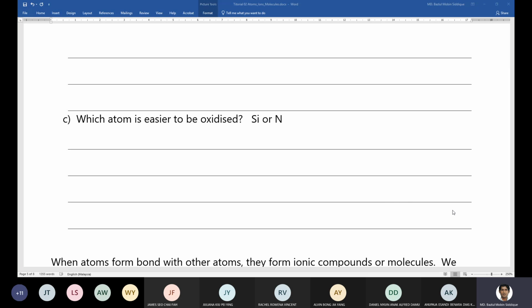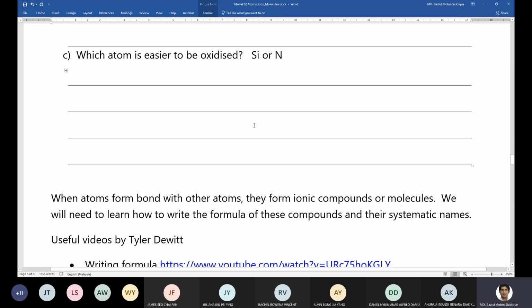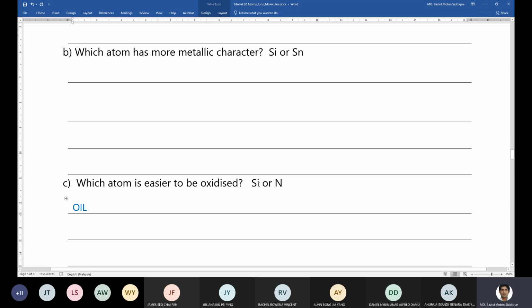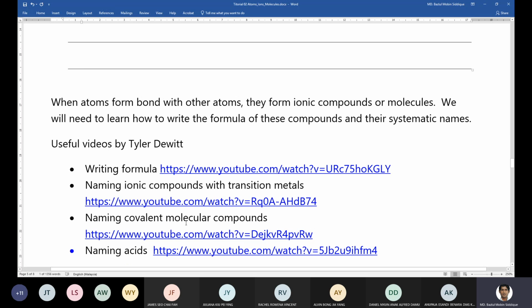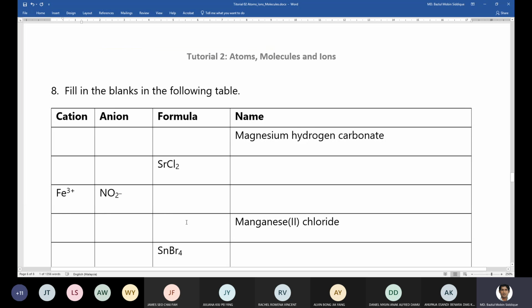Which one is easier to be oxidized, silicon or nitrogen? Remember, oxidation is OIL: oxidation is losing. Losing of what? Losing of electrons, of course. Silicon has more ability to lose electrons than nitrogen, so it will be easier to be oxidized.